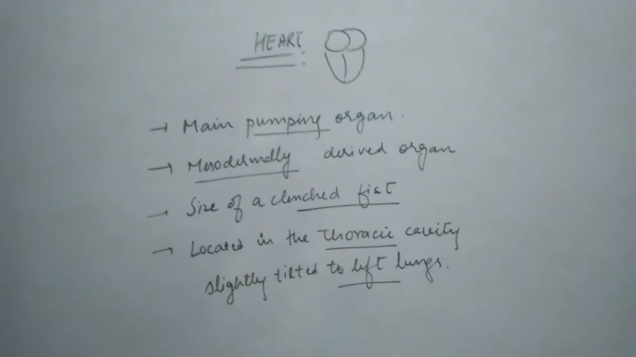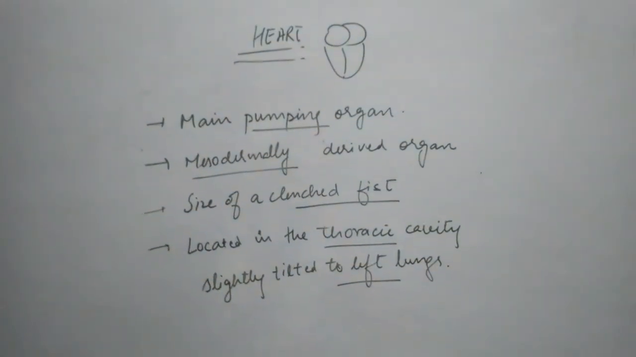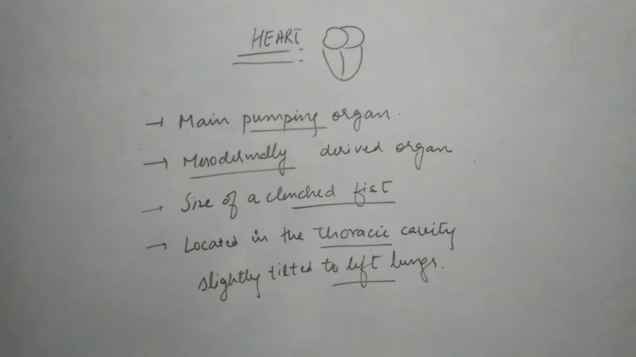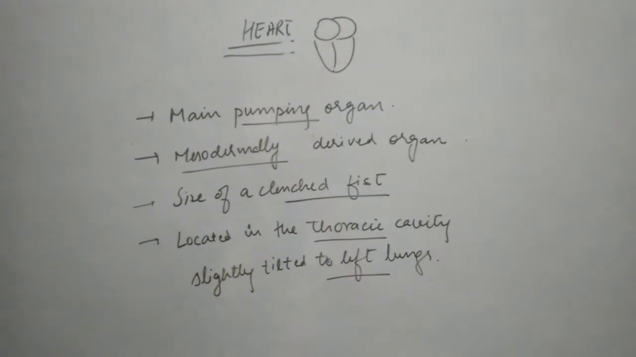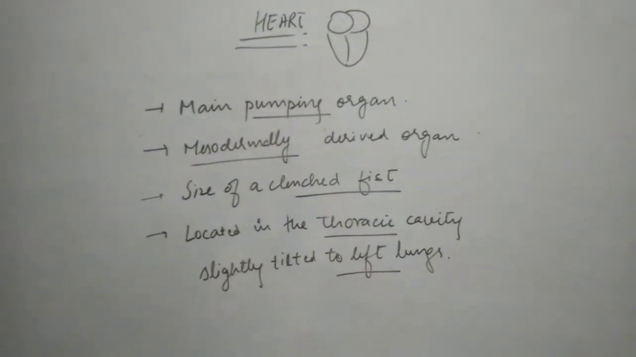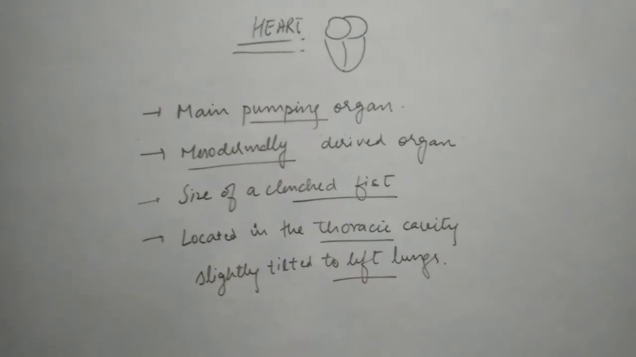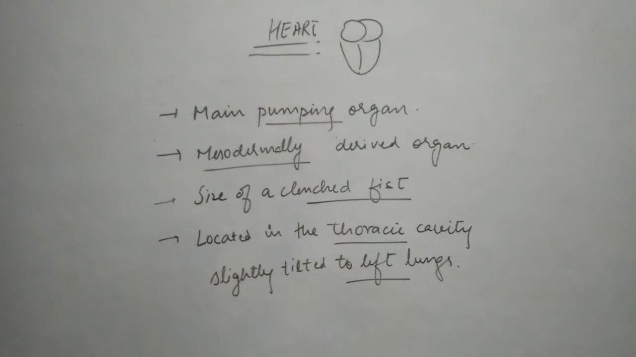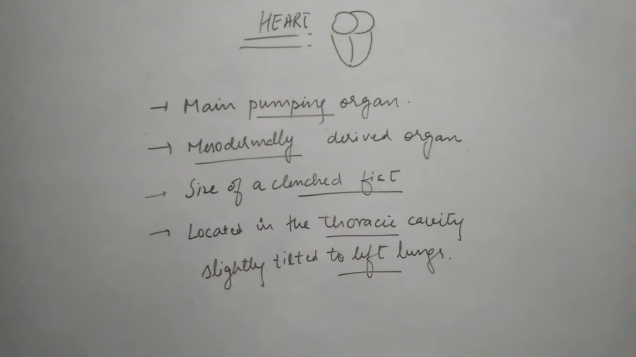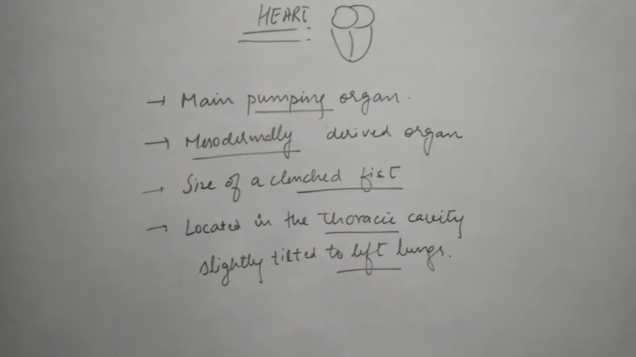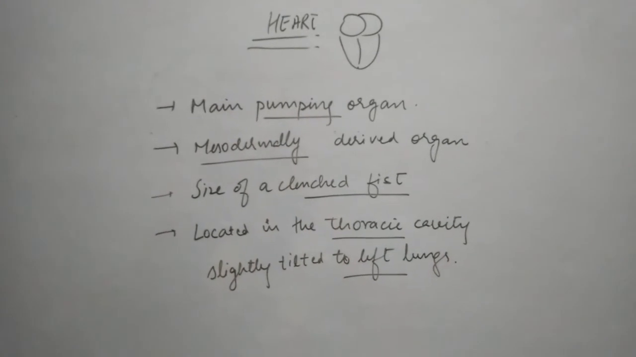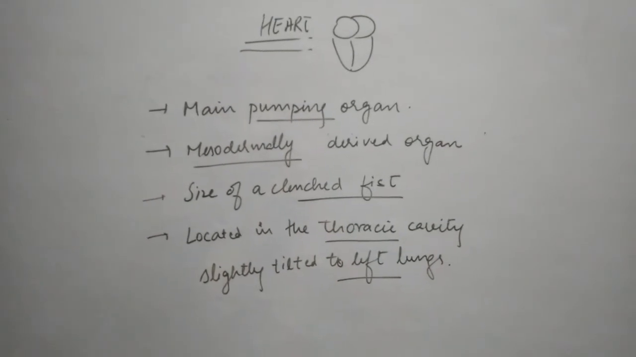So here are some points discussing the heart. We will be discussing the heart in detail. The main thing is that it's a pumping organ. It's a mesodermally derived organ, like we already know. All the organs in the body are derived from three main layers, that is ectoderm, mesoderm and endoderm. So that's why we say that it's mesodermally derived.